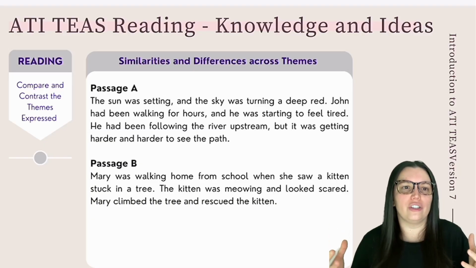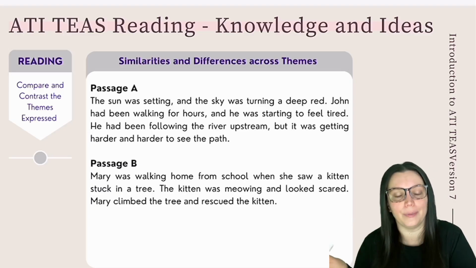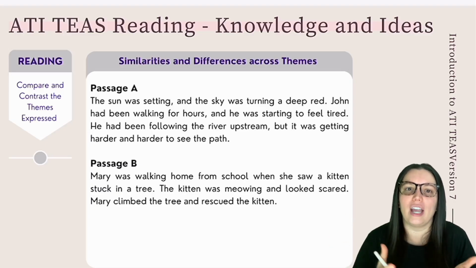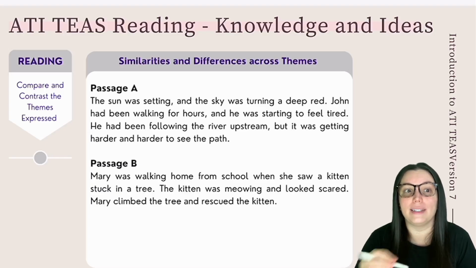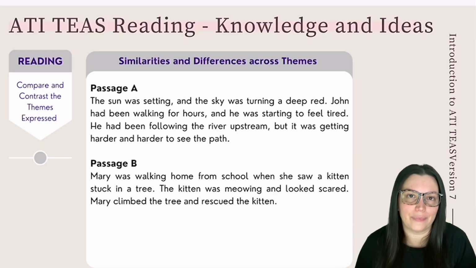So you might get a question that says, how are the themes of passage A and B similar, right? Well, the themes of passage A and B are similar because they both deal with characters helping others. In passage A, John is helping himself by walking upstream, whereas in passage B, Mary is helping the kitten by rescuing it from the tree, right?